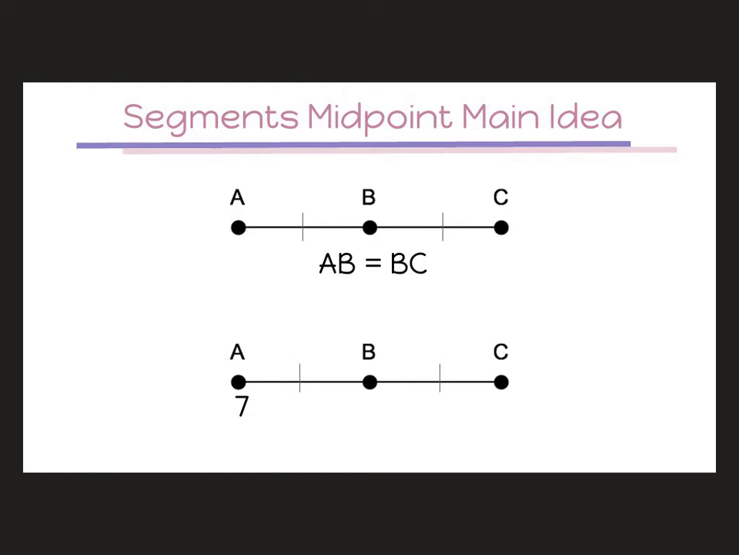The last topic in this review is segment's midpoint. And the main idea of a midpoint is that it's the exact middle point. And so that would mean each segment is congruent. So here, AB is congruent to BC, which means their values are going to be equal. So AB equals BC. Remember, these marks here mean that they're the exact same. Using numbers, if AB is 7, we know BC is the exact same, so it's 7. The whole segment would be 14.